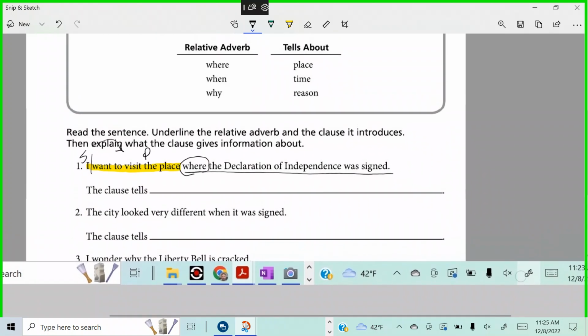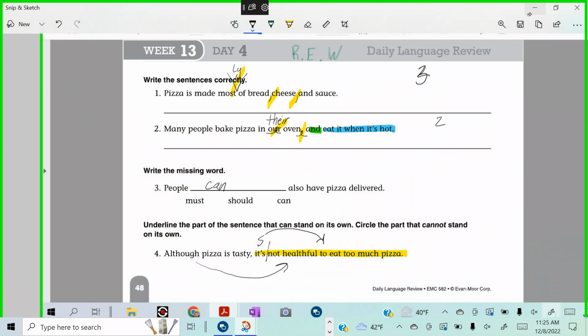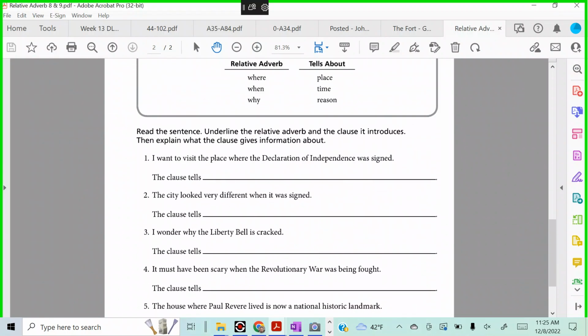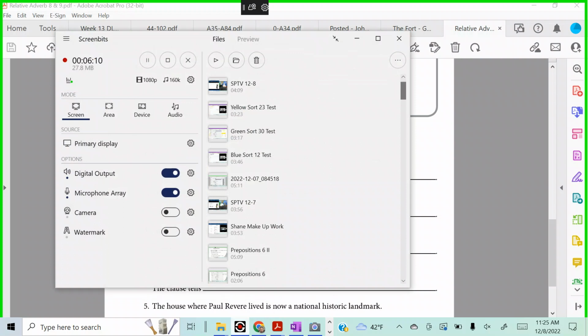You guys know what you're doing for that? Let's go down a little further. So for each one, I want you to circle the relative adverb and underline the additional information, and then tell what additional information they were giving. You guys got it? Good luck with your relative adverbs 8 and 9.